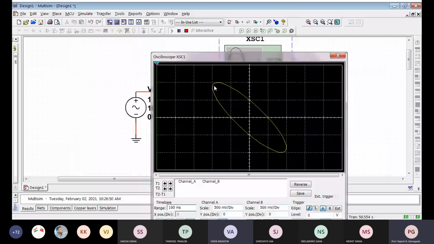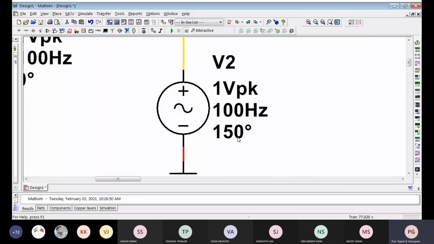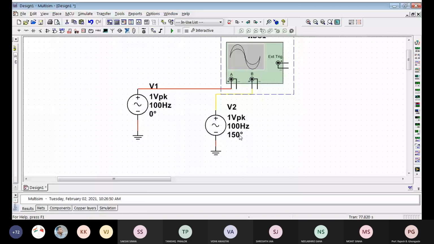When the ellipse is oriented like this, you make the same calculations, except that whatever value you get, you have to subtract it from 180. That gives you how much? 180 minus 30, 150 degrees. And we have already seen here that we have set it for 150 degrees. Now, have you understood how to calculate the phase difference properly?